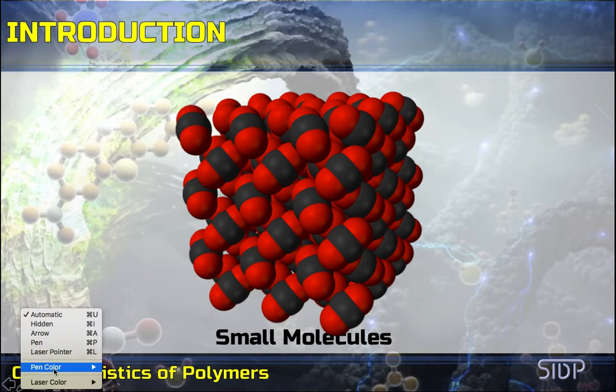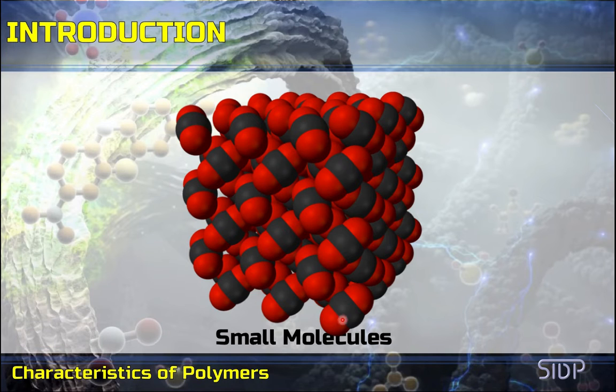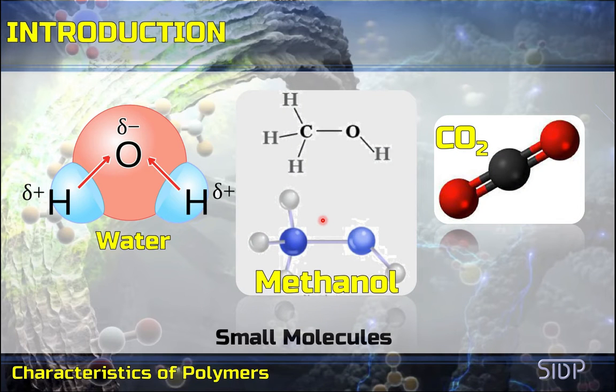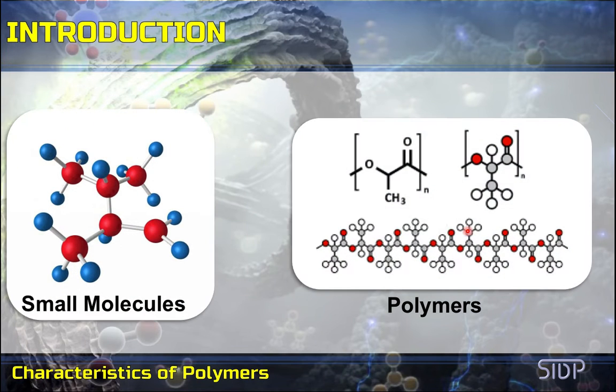A molecule has a group of atoms which have strong bonds among themselves, but relatively weak bonds to adjacent molecules. Examples of small molecules are water, methanol, carbon dioxide, and so on. Polymers contain thousands to millions of atoms in a molecule, which is large. They are also called macromolecules.